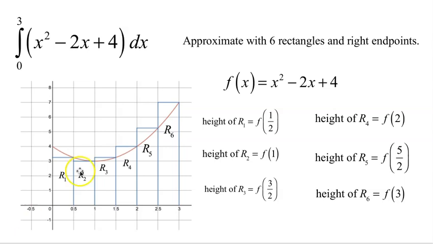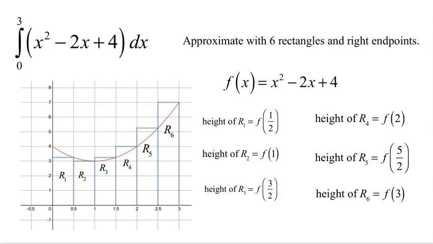So, and how about the width? We have all these heights, fine, plugging in those numbers into that function. The widths are all the same. The widths of these rectangles are all equal to 1/2. So the width is 1/2, and the height changes depending on which rectangle we're studying.